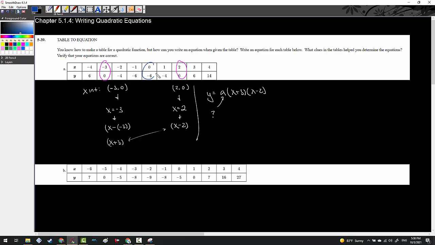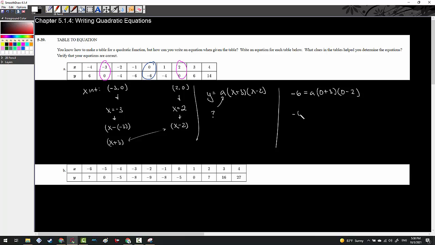I'm going to choose the y-intercept (0, -6). You can choose any one you want. You'll get the same answer. But in my opinion, make it easy on yourself. So instead of y equals a times the quadratic, I'm going to say -6 = a times all of the x's replaced with 0. So what I did was I literally plugged in 0 for x and -6 for y.